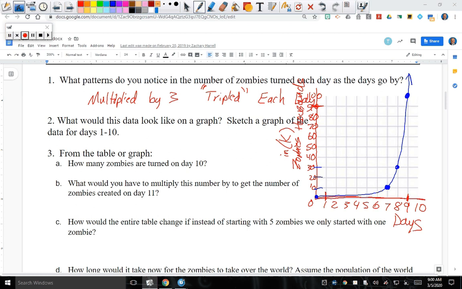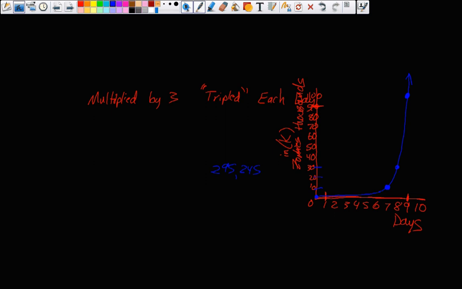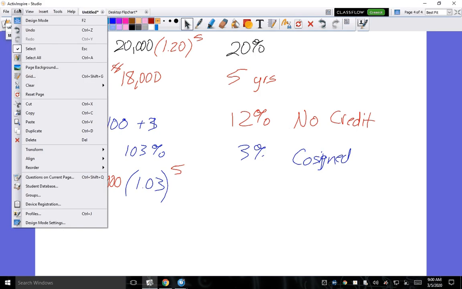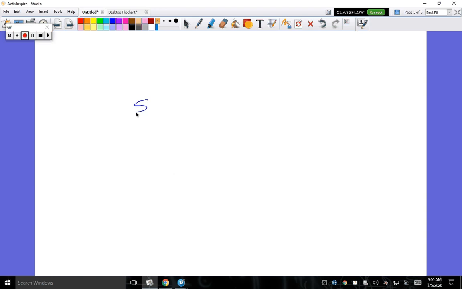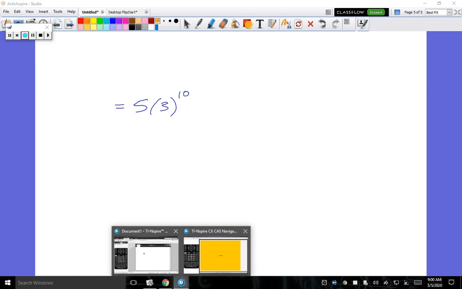So how many zombies were turned on day 10? From the table up top, what did we put for day 10? 295,245. Okay? And if you wanted to make sure on that, you could go back to the calculator and go to the equation that we built together. That equation was, we start with 5, we tripled each day, and what was it to the power of 10.